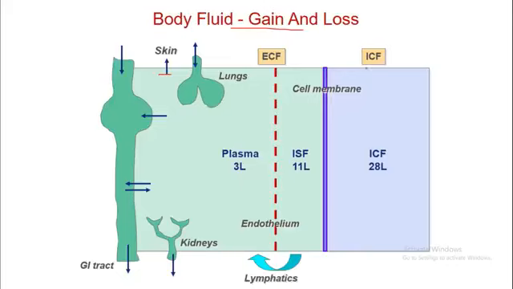So this is the intracellular fluid compartment, where there is intracellular fluid of around 28 liters, interstitial fluid of around 11 liters, and plasma of around 3 liters. So whatever fluid gain or loss occurs via the plasma, there is not much difference occurring in the intracellular fluid or the interstitial fluid at a normal level. But in some disease condition, there may be some defect in the body fluid gain or loss system.